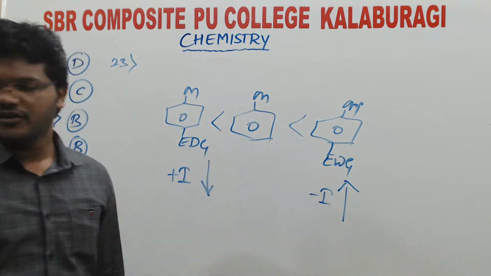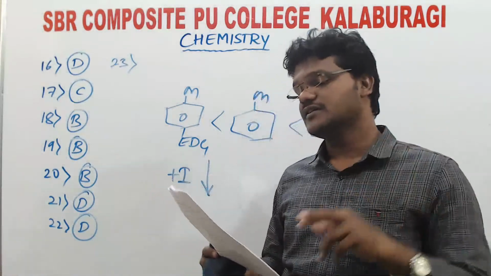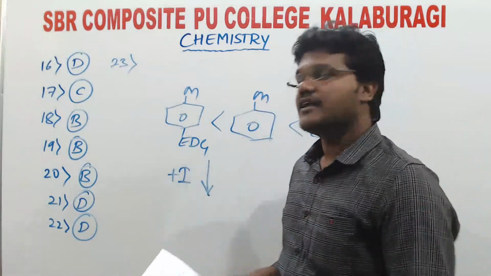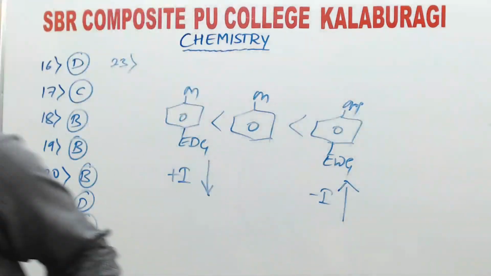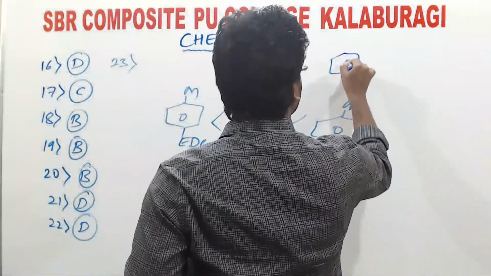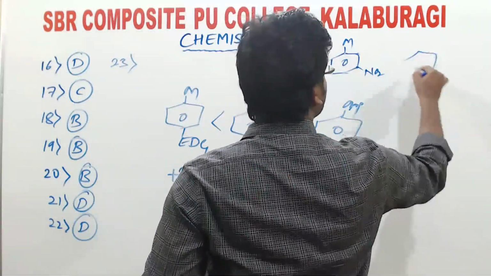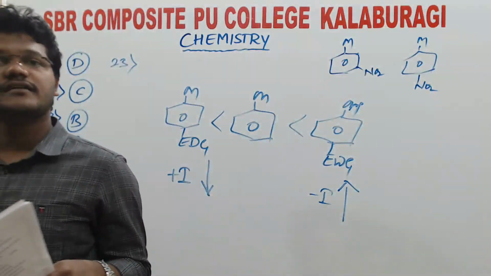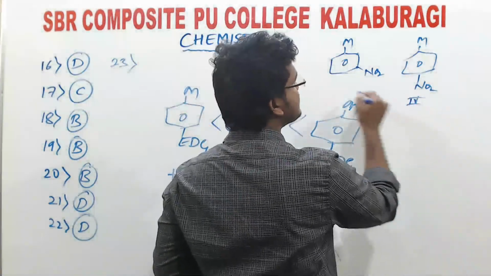Based on this concept, if you are going to arrange these, electron withdrawing nitro groups are present in the third and fourth compounds. So those are more acidic compared to 1 and 2. Then among the third and fourth, in the third the NO2 is present at the ortho position, in the fourth it is present at the para position. Where will the effect be more? The effect will be more at para. So that is why the fourth compound is more acidic in nature compared to the third.